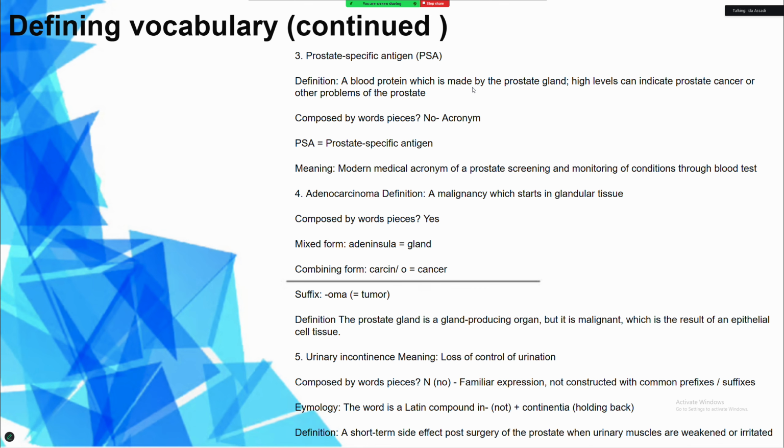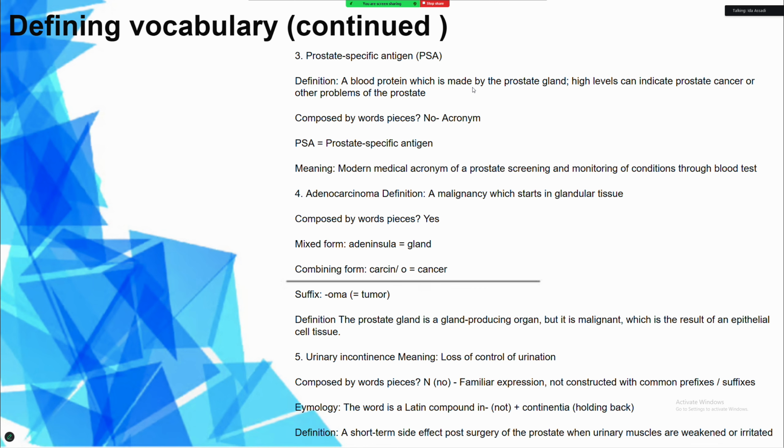And number four is adenocarcinoma. This is a type of cancer that begins in glandular tissue. It is built from word parts. Adeno means gland, carcin means cancer, and oma means a tumor. Put together, it means a malignant tumor from glandular tissue, like what we see in prostate cancer.